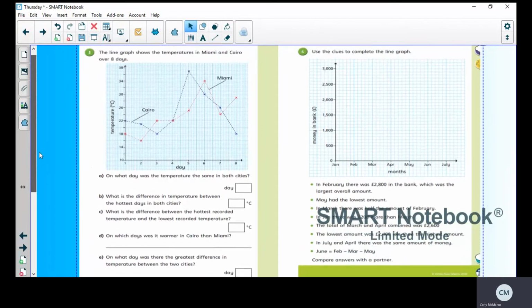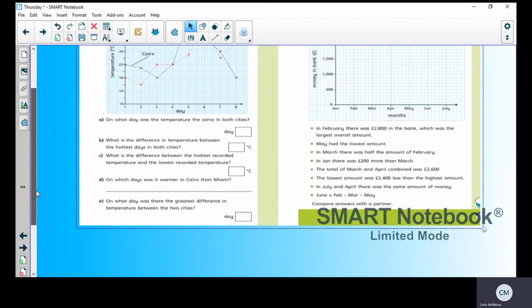Then it says, what is the difference between the hottest recorded temperature and the lowest recorded temperature? So the hottest recorded temperature is going to be the highest X up here, and the lowest recorded temperature will be the lowest X down here. And you will need again to do subtraction because you're finding the difference.